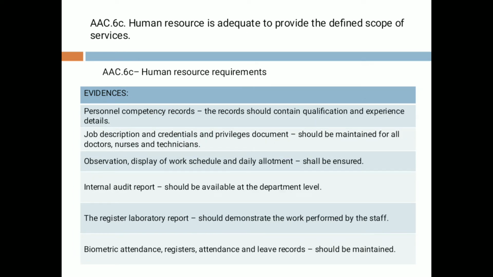Objective element AAC.6c speaks about the human resource requirements. Evidences are the personnel competency records. The records should contain qualification and experience details. Job description and credentials and privileges document should be maintained for all doctors, nurses and technicians. Observation, display of work schedule and daily allotment shall be ensured.